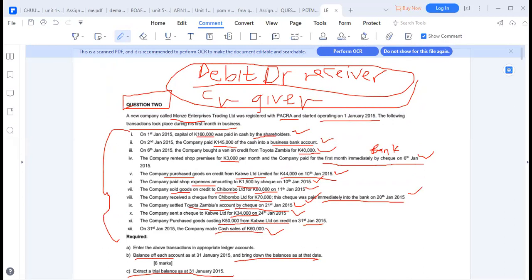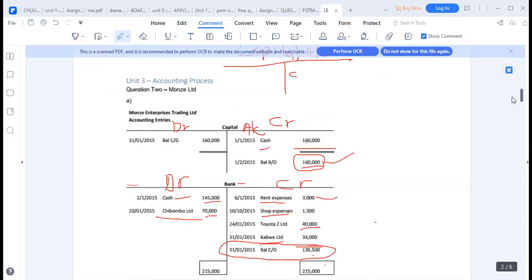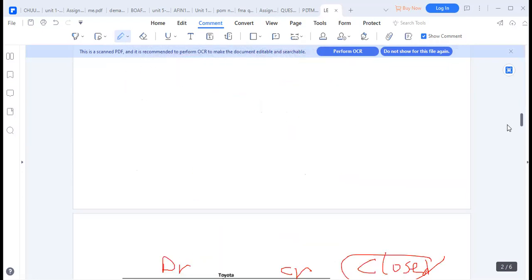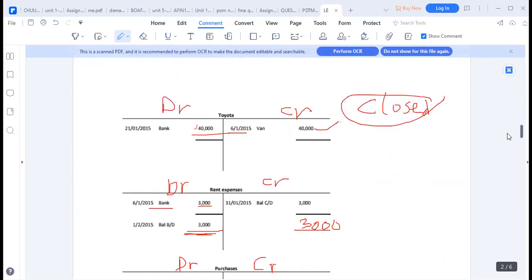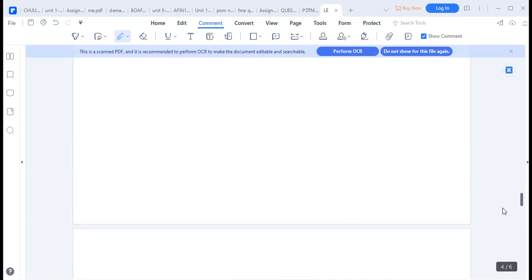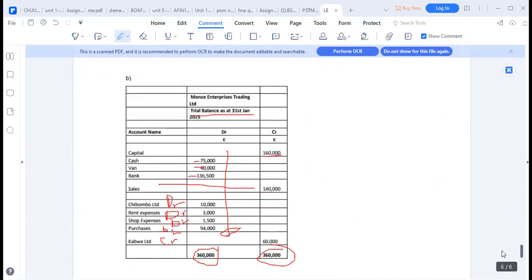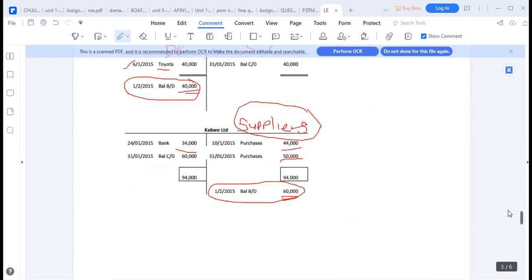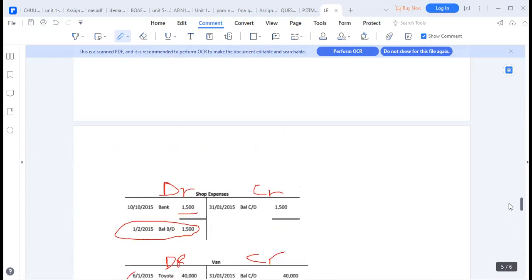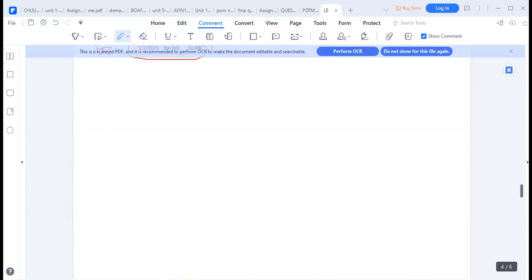So if there are no questions, then it's just a matter of going through this kind of recording. You check which one was receiving, and anything that is receiving should have a debit balance, and then you balance off where the excess is. If the account has been paid off, then it is closed. Like Toyota is not even appearing in the trial balance because this account was closed, it was paid off. And then we have to look at the shop expenses.